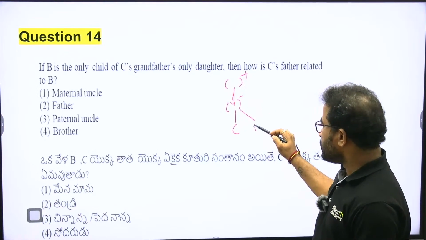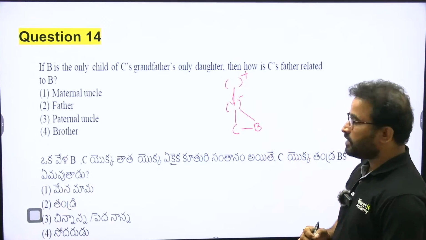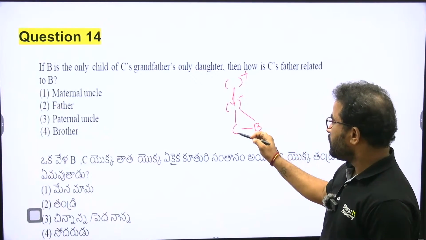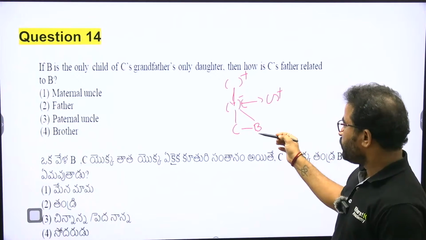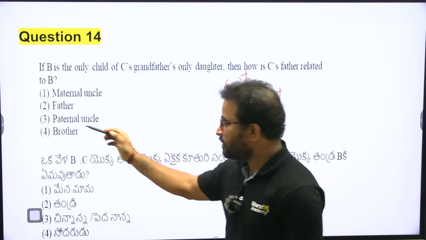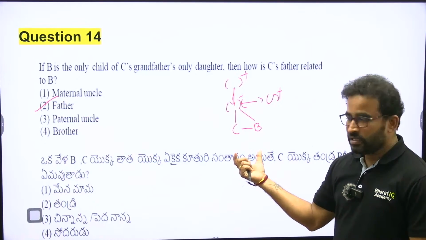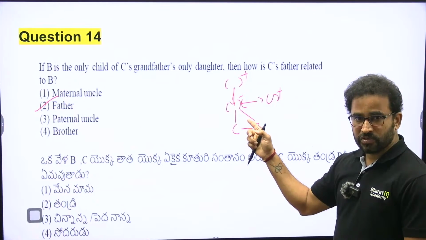So only child, look at this one, both are siblings here. Siblings are children of the same parents. How is C's father related to B? C's mother exists. C's father related to B, again we are getting father only. Children of the same parents are siblings only. Again both belong to these two persons only.